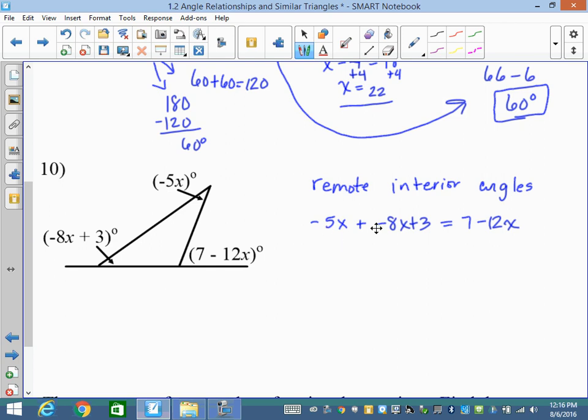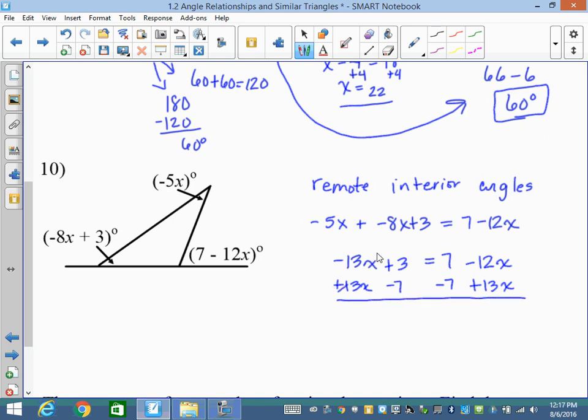Okay, so 5x and 8x is going to give me a negative 13x plus 3 equals 7 minus 12x. Now I'm going to throw this out there to you guys. I really like my x's on this side, but I don't like playing with negatives either. So I'm going to move this guy over here. That way I have my positive. So plus 13x plus 13x. And then I'm going to move this guy to this side. Minus 7, minus 7.